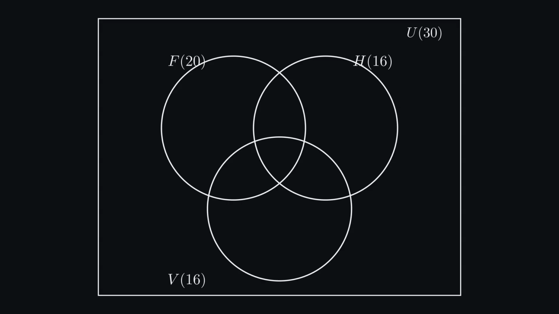The entire football circle holds 20. After accounting for overlaps and removing the filled regions, football only is 3.